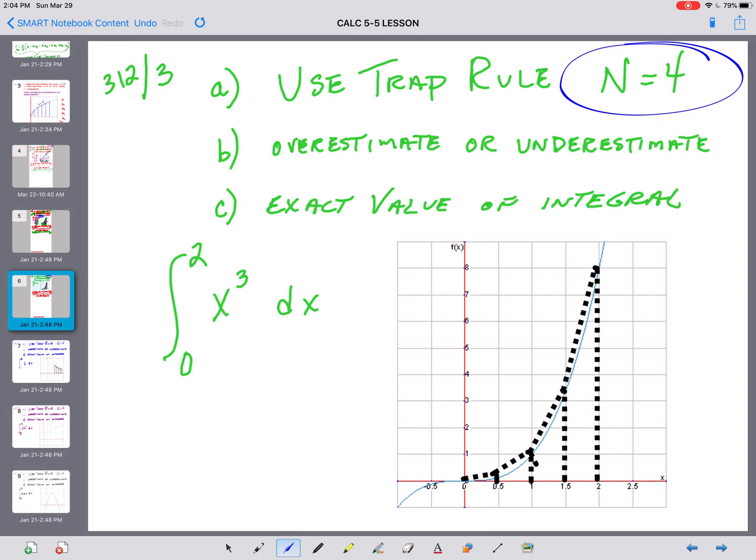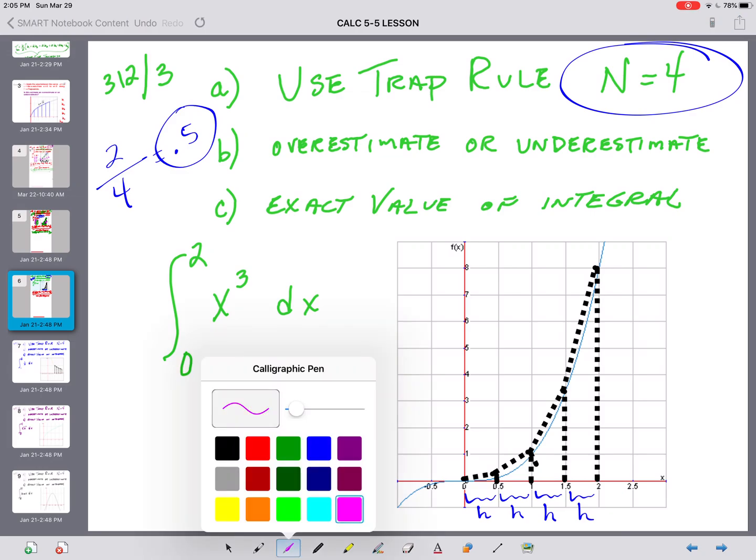First thing I do is look at my limits. 0 to 2, that's 2 units. I'm going to break it into 4 trapezoids. Once again, it's 0.5 high. Here's what I'm talking about. The height is 0.5 for each one of those trapezoids. That's the first thing I figure out.